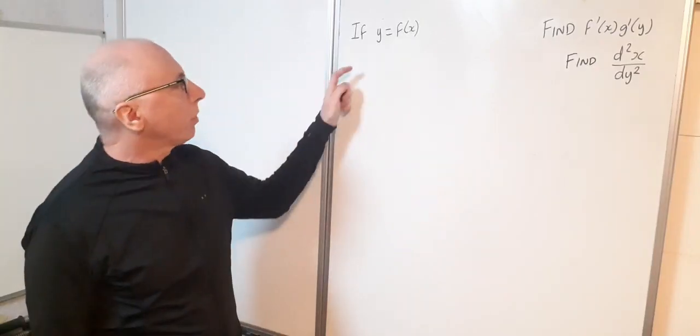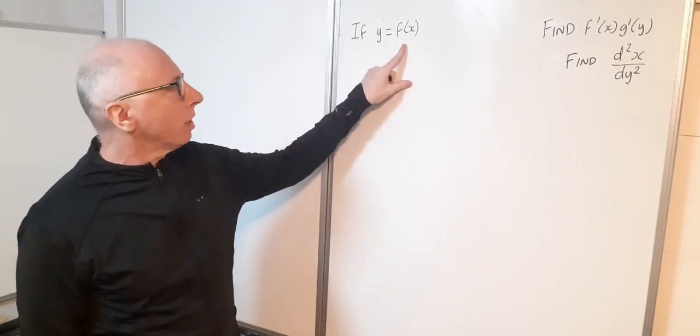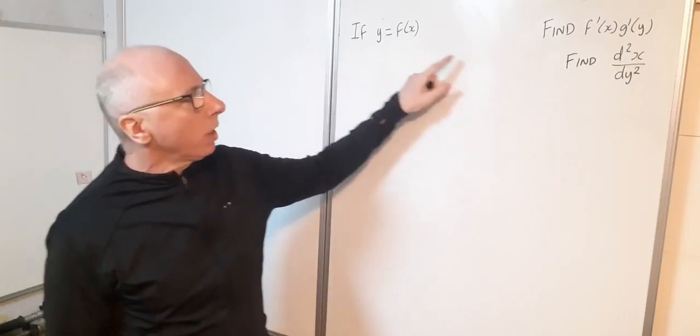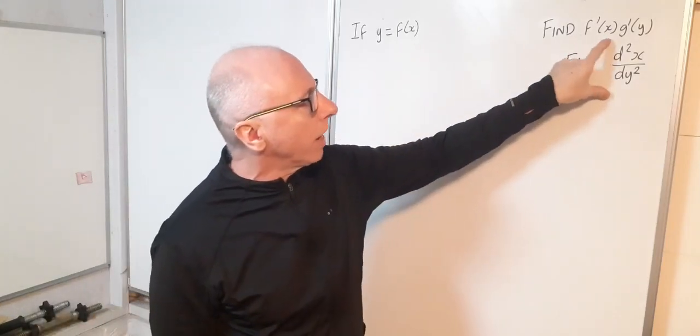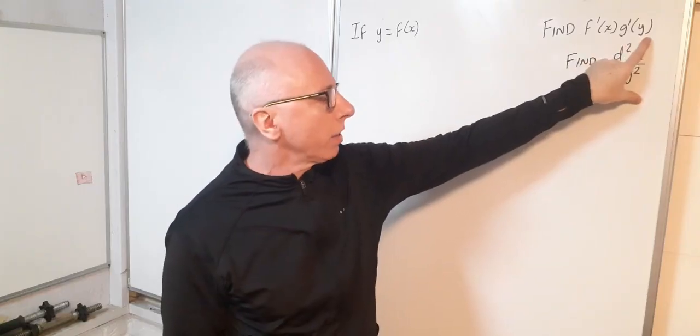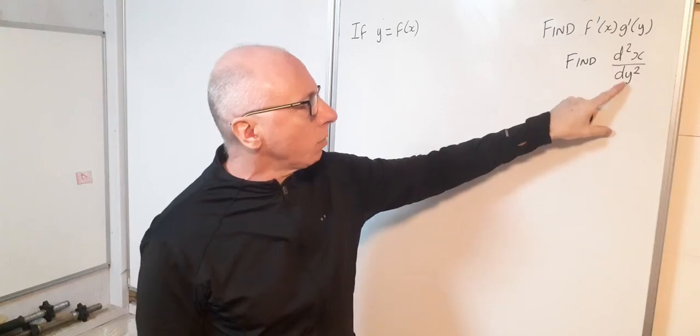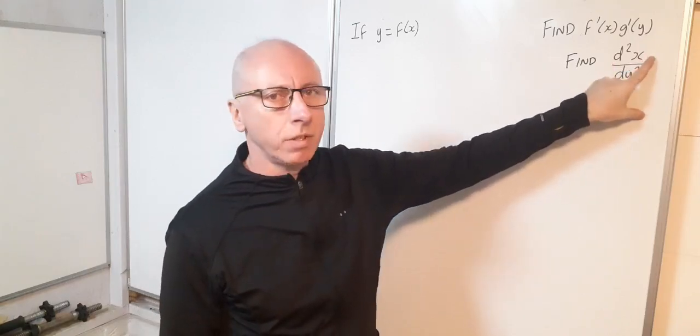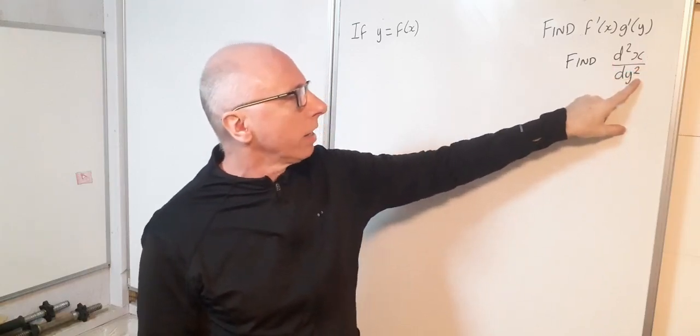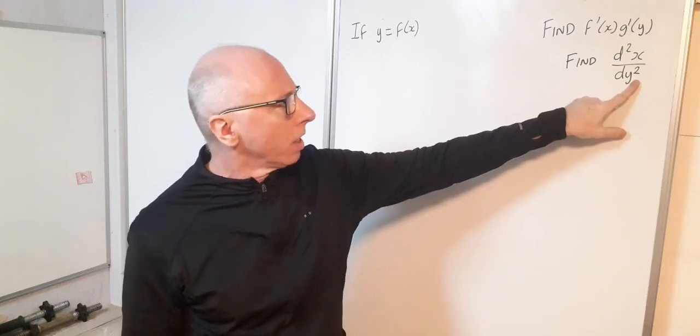So in this question here, we've got y equals f of x as our starting point, and we want to find f prime of x and g prime of y. So that's in Lagrange notation, and then we need to find d squared x dy squared. So that's the second derivative of x with respect to y, and that's in Leibniz notation.